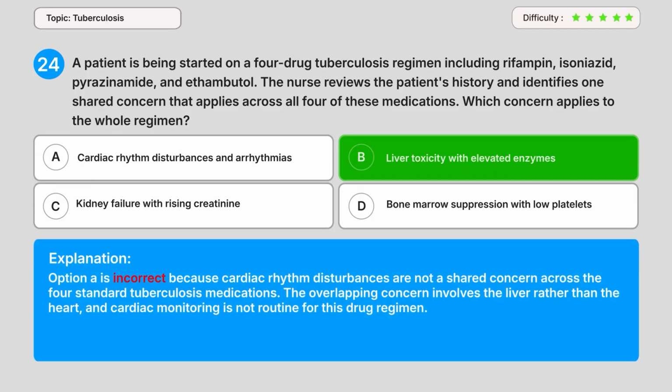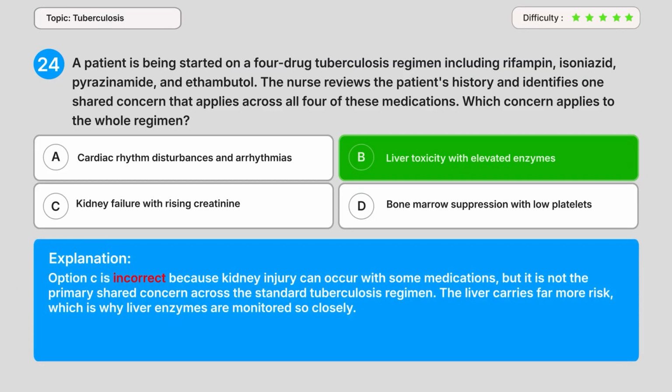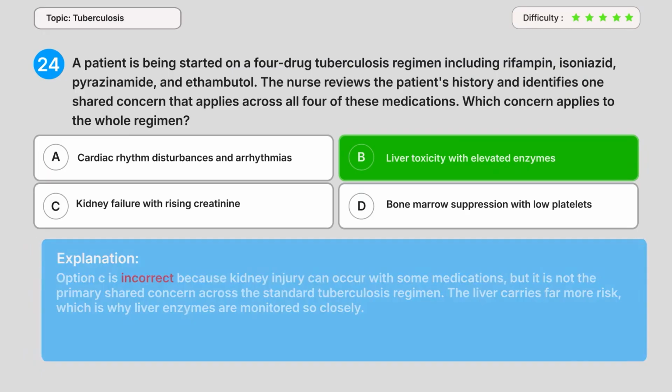Option A is incorrect, because cardiac rhythm disturbances are not a shared concern across the 4 standard tuberculosis medications. The overlapping concern involves the liver rather than the heart, and cardiac monitoring is not routine for this drug regimen. Option C is incorrect, because kidney injury can occur with some medications, but it is not the primary shared concern across the standard tuberculosis regimen. The liver carries far more risk, which is why liver enzymes are monitored so closely.